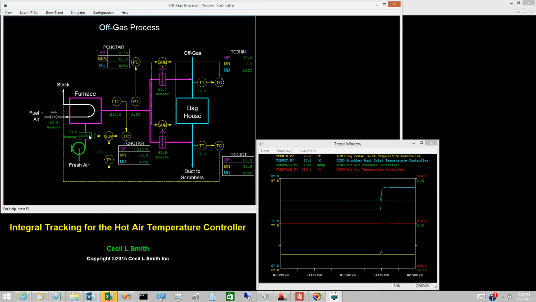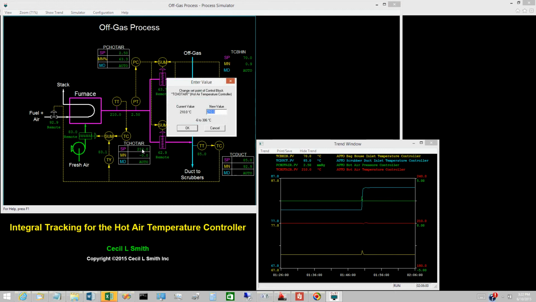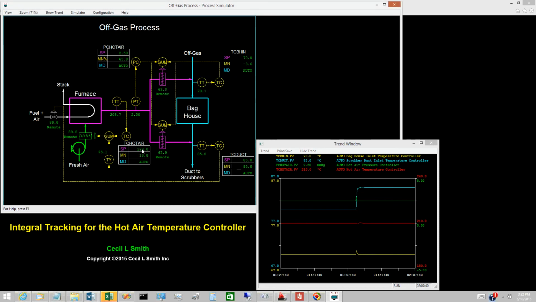How can we increase the fresh air damper opening without significantly affecting the fuel gas valve opening? Let's decrease the hot air temperature, which will increase the fresh air relative to fuel gas. Reduce the hot air temperature set point to 190 degrees Celsius. The hot air temperature controller increases the feedback trim until the fresh air damper is driven fully open.